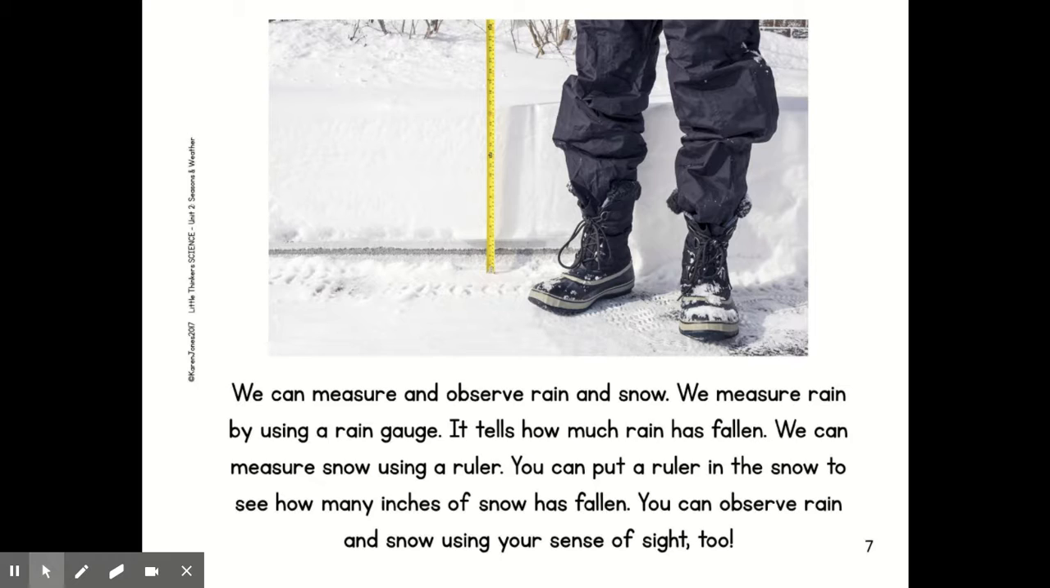We can measure and observe rain and snow. We measure rain by using a rain gauge. It tells how much rain has fallen. We can measure snow using a ruler. And when we use a ruler, it tells how much snow has fallen. You can put a ruler in the snow to see how many inches of snow has fallen. You can observe rain and snow using your sense of sight, too.